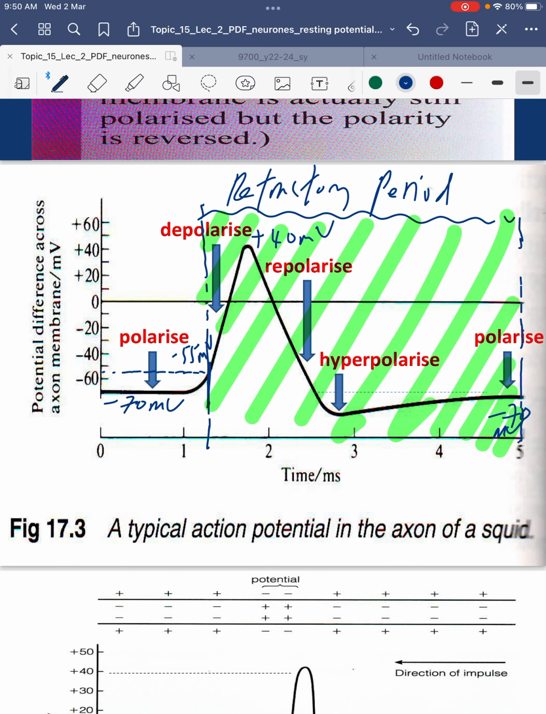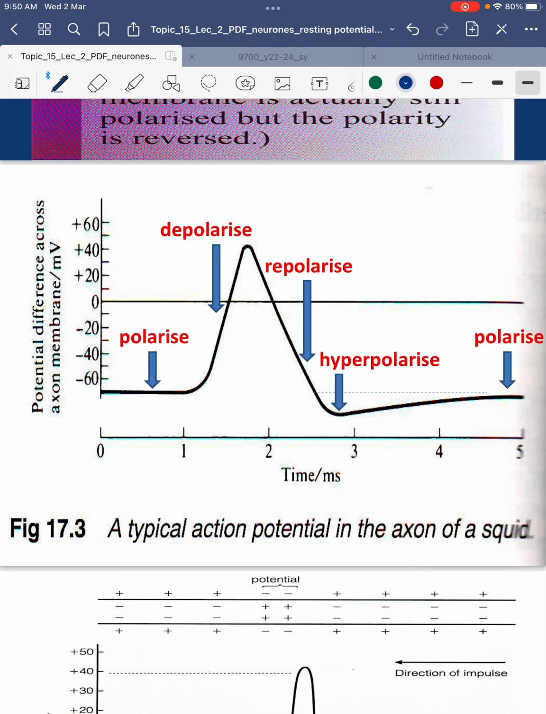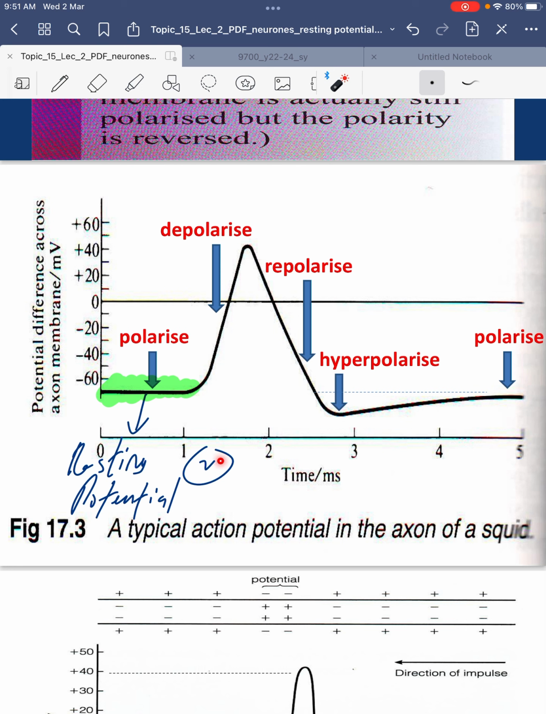Now you have to know the reason. So let's just clear this. You need to know the reason for this part here, which is the resting potential. Why is the resting potential maintained at minus 70? Remember the two reasons. The first is the differential permeability of the axon membrane to potassium and sodium, and the other is the action of the sodium-potassium pump. That is the reason why this is maintained at minus 70 millivolts.